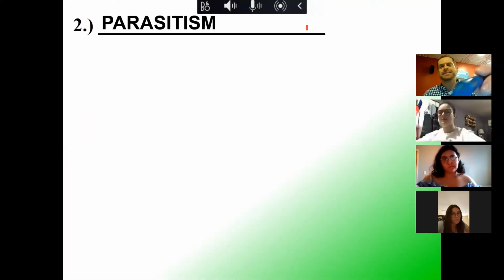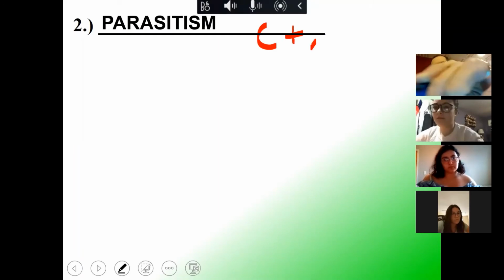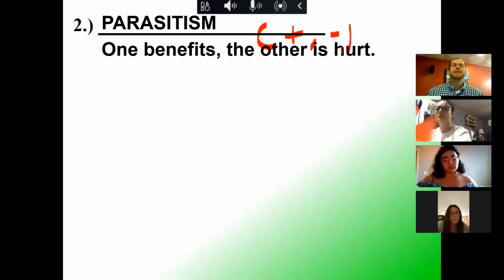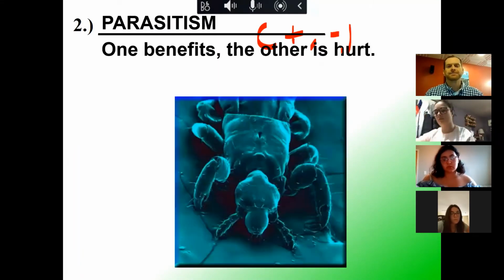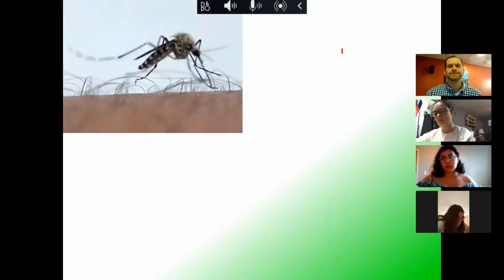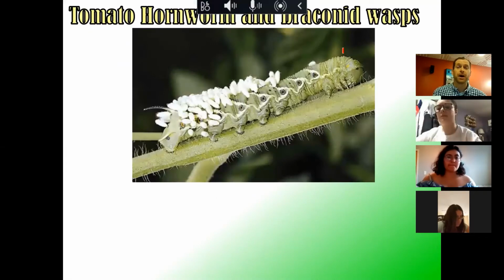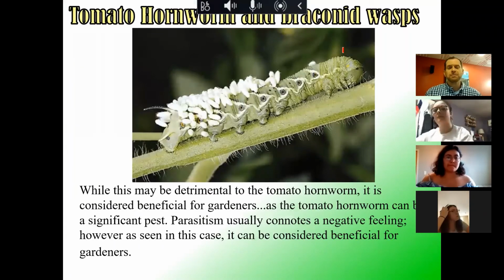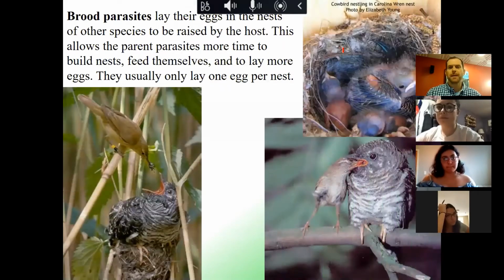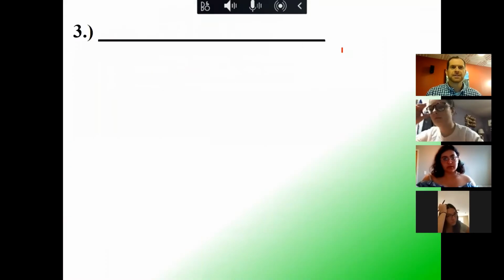Okay, parasites, also on page 10. This is a plus-minus relationship. One benefits, the other's hurt. Lice are not good. Mosquitoes, tapeworms. If I'm going too fast, it's because people already went over this. You can pause the video and watch that on your own at some point. You can pause the video and learn about brood parasites at some point.